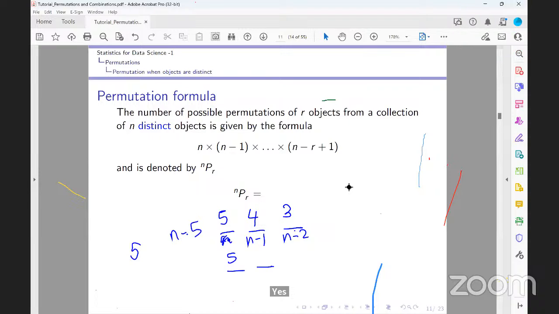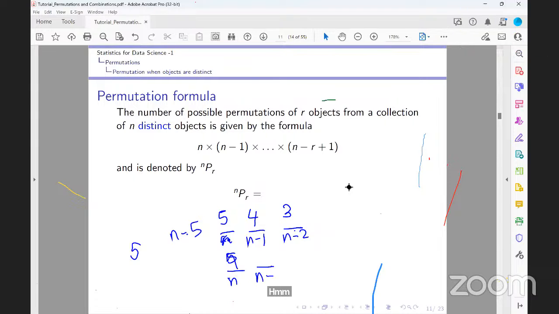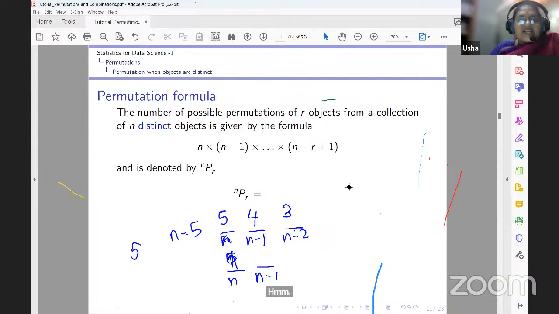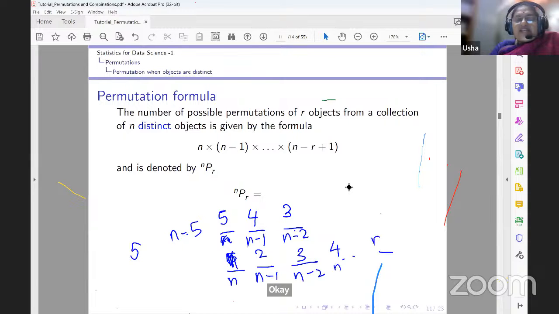N ways. I have N ways for the first blank. The second blank? N minus 1 ways. So this is the first blank, second blank, third blank. For the third, N minus 2 ways. The fourth blank is N minus 3.